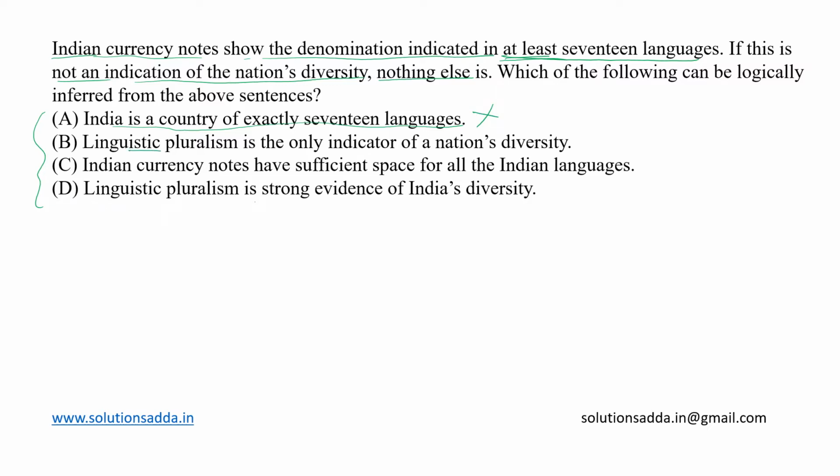Second one is saying that linguistic pluralism is the only indicator of the nation's diversity. The statement is saying that if this particular thing, the linguistic pluralism, is not an indication, then nothing else is, which means that this is one of the indications. It is not saying that this is the only indication. It is simply one of the indications of the nation's diversity. So if this is not true, then nothing else will be true. So this statement is also incorrect because it is not only but one of the most prominent ones, hence incorrect.